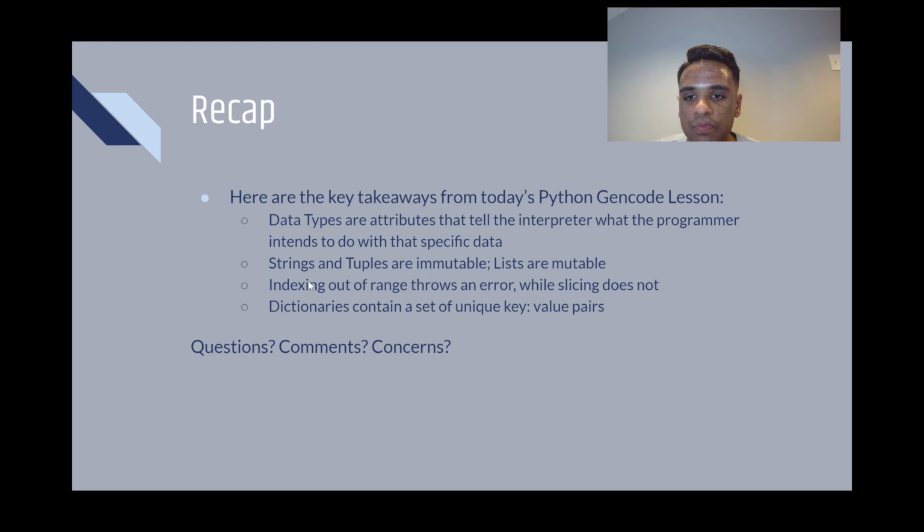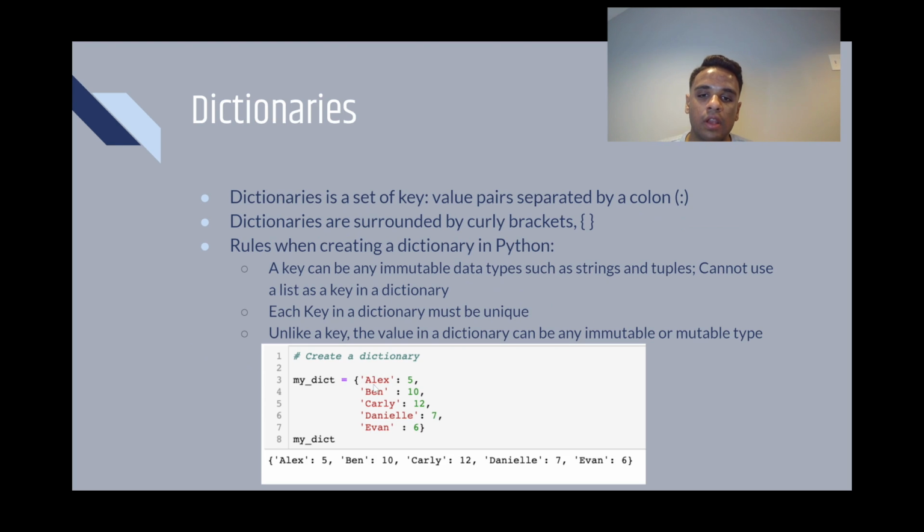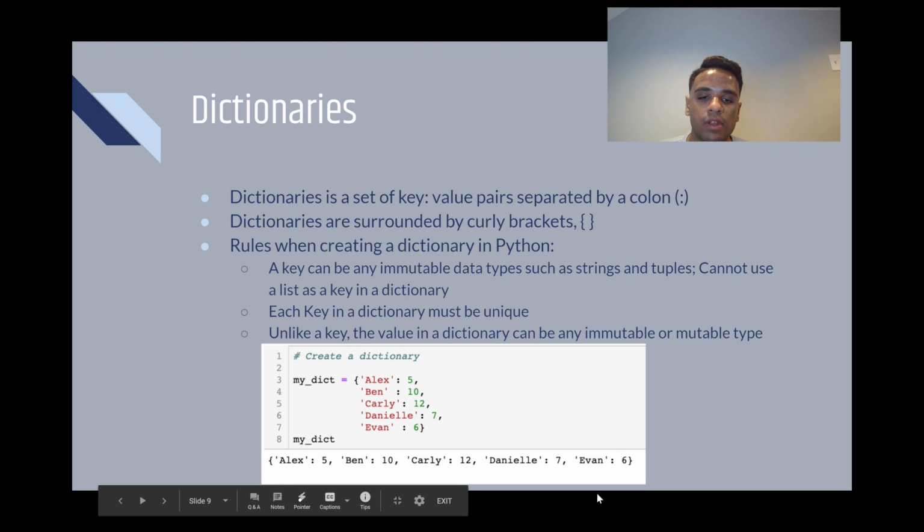And finally, dictionaries. You know they are dictionaries when they're surrounded by curly brackets, but also, the big one, when they contain a set of unique key-value pairs. Like the example right here, Alex, the key, colon, and then 5 as the value. And they're surrounded by curly brackets. This is an example of a dictionary right here. You can see right there, that's a dictionary.